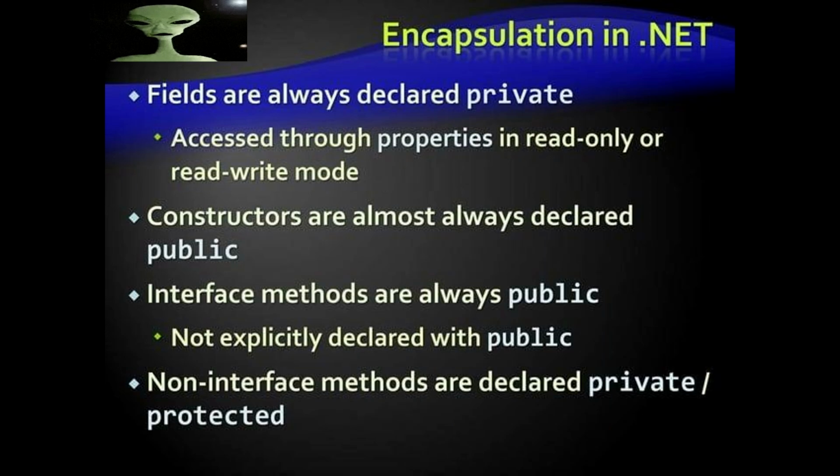In .NET, C#, fields are always declared private. They are accessed through properties in read-only or read-write mode. Constructors are almost always declared public. Interface methods are always public, but not explicitly declared, it is implied. Non-interface methods are declared private or protected.